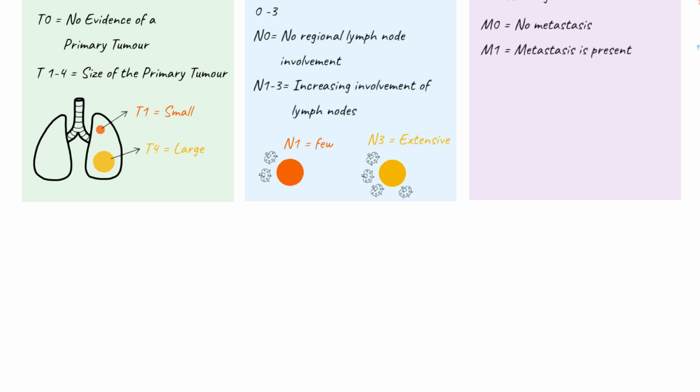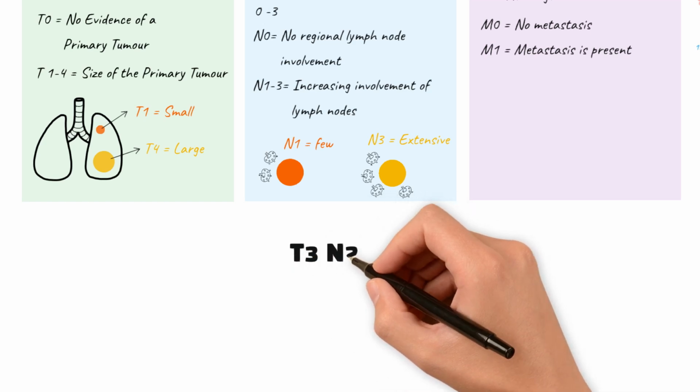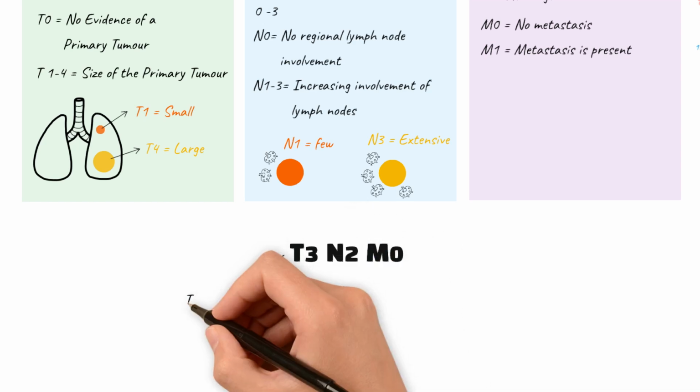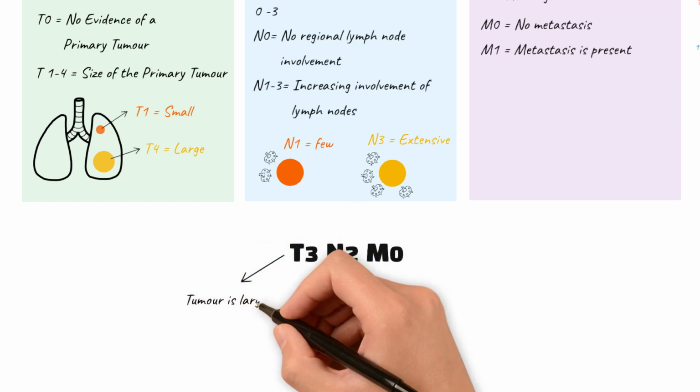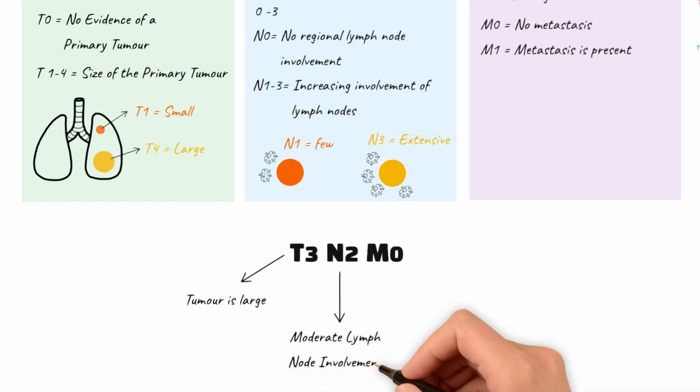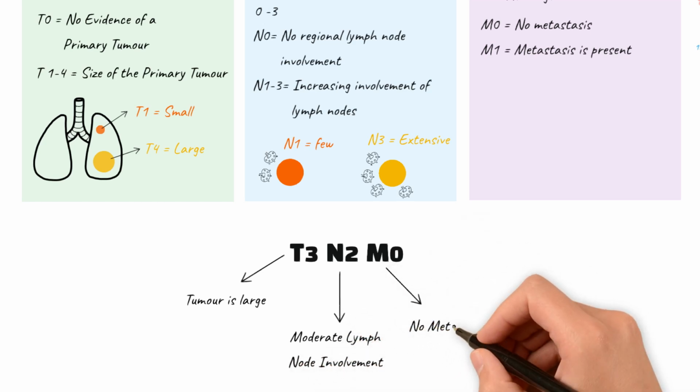What are the characteristics of this TNM classification? T3, N2, M0. T3 indicates a large tumor. N2 shows moderate lymph node involvement, and M0 means there is no metastasis.